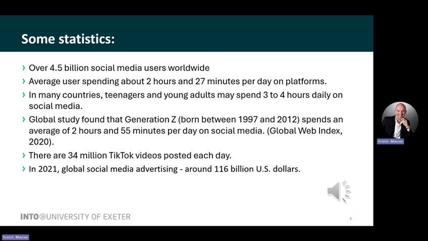In addition, about 34 million videos are posted on TikTok daily, and global social media advertising in 2021 stood at $116 billion US. So, we've considered what social media is, how it all began, and looked at a few examples of social media platforms. Now we're going to move on and discuss the positive impacts of social media on young people around the world.